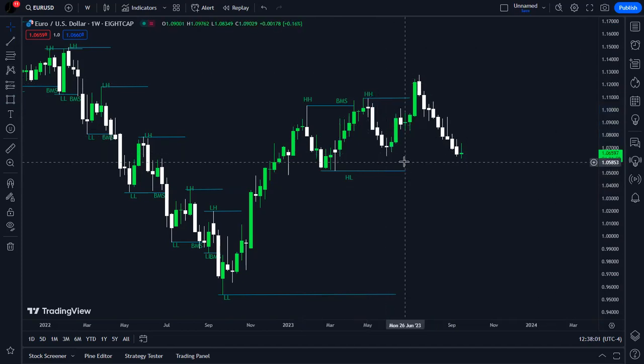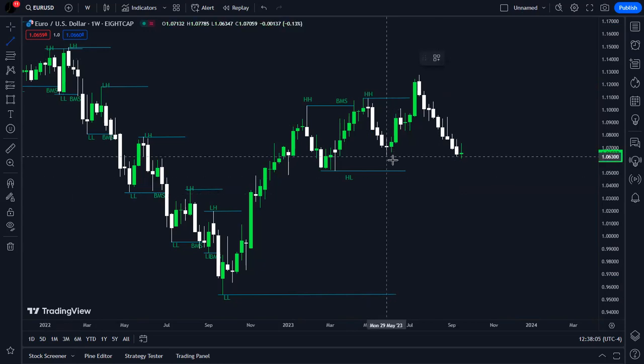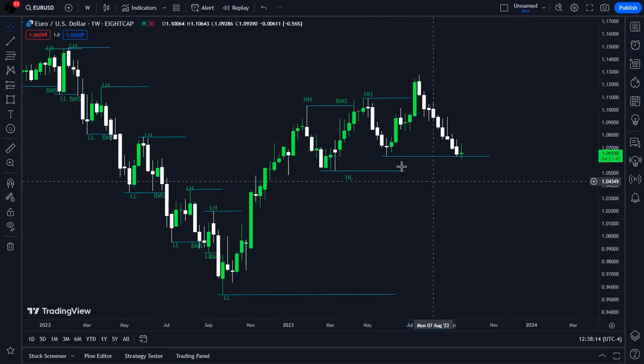This retracement gives us a new high low. So a new high low again. New high low again.